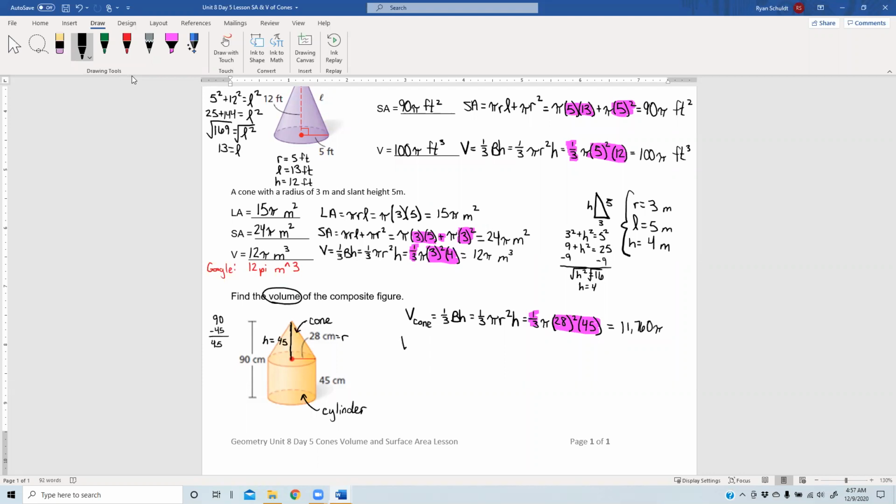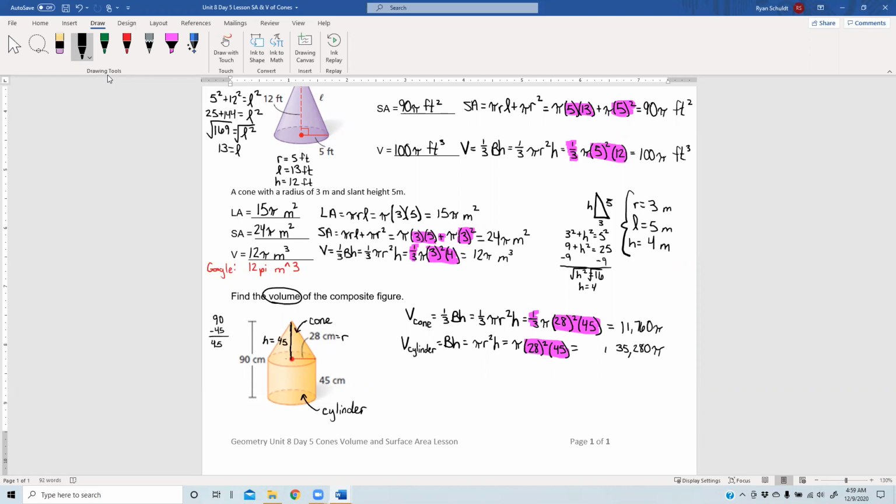Okay, now we need the volume of the cylinder. So the cylinder on the formula chart, they give you B H. But again, we're dealing with the cylinder, so we know B is just pi r squared times H. So r is going to be 28 again. Pi times 28 squared. The height of the cylinder is 45 as well. So if we type 28 squared times 45 in the calculator, we'll get 35,280 pi.